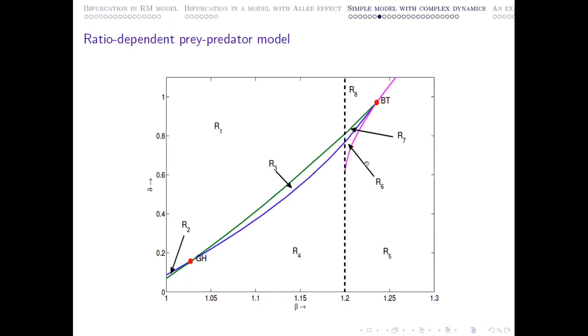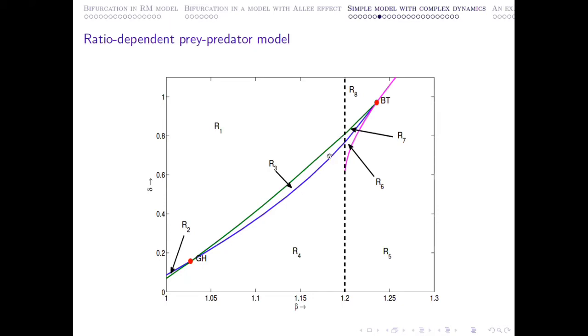So just for your information, this is a boundary. On the right hand side of this line, there is a possibility of existence of 2 equilibrium points. On the left hand side of this line, there is always 1 equilibrium point. Then this magenta color curve is the saddle node bifurcation curve. This green color curve is the global bifurcation curve, and blue color curve is the Hopf bifurcation curve.